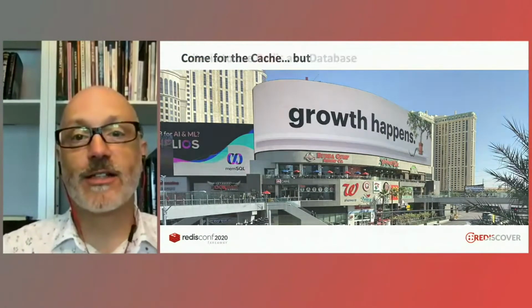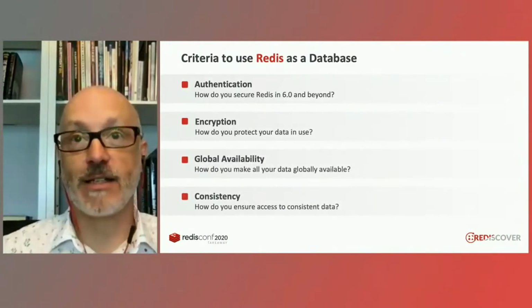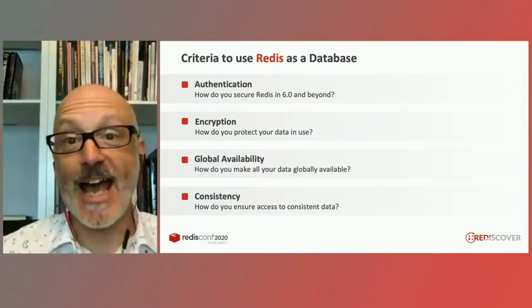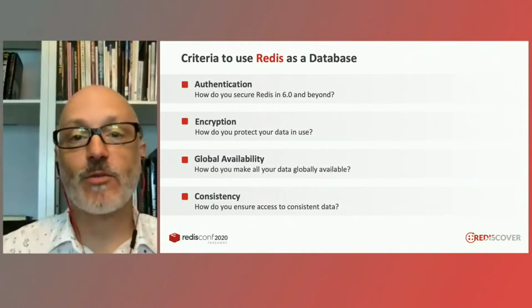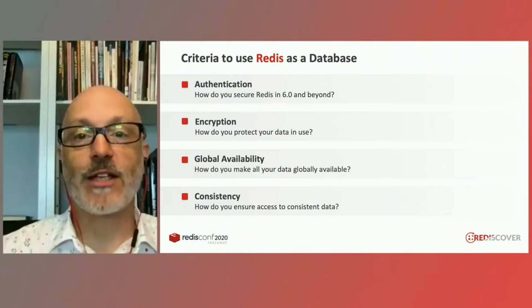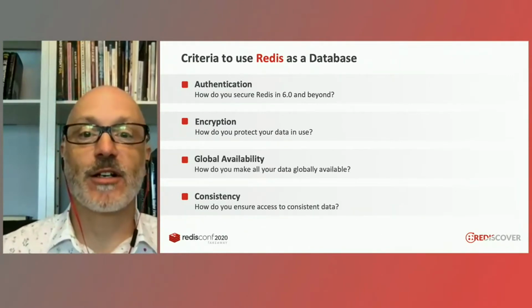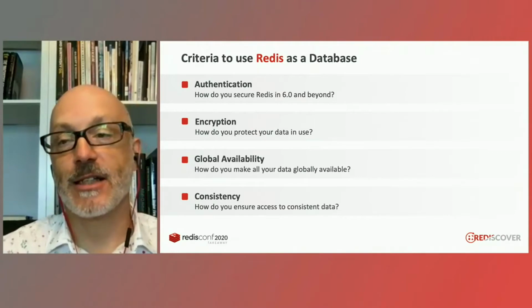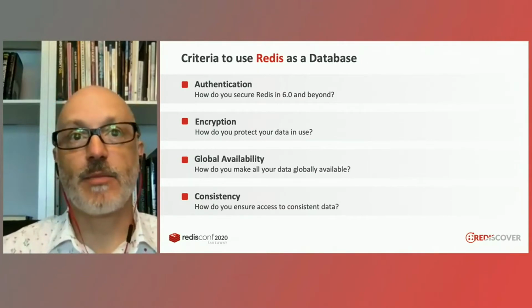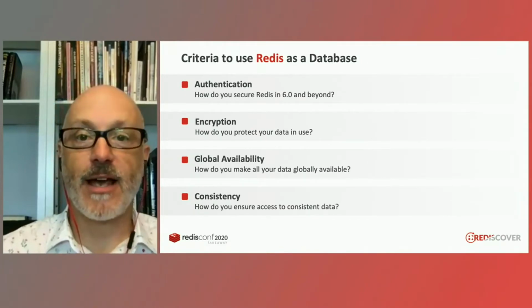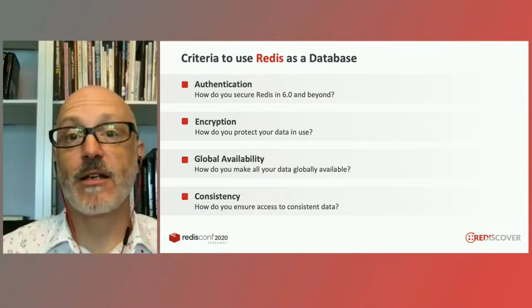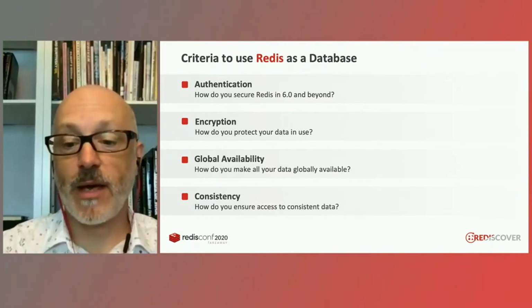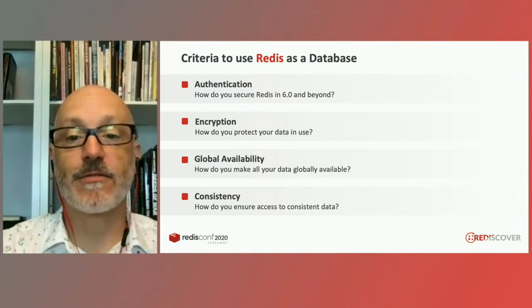So let's look at some criteria to use Redis as a database, not just as a cache. And here are just 4 things we're going to talk about this morning: authentication, encryption, global availability, and consistency. These are all key aspects of characteristics that you'd expect for a database. And we're going to talk about all these things in context of Redis.